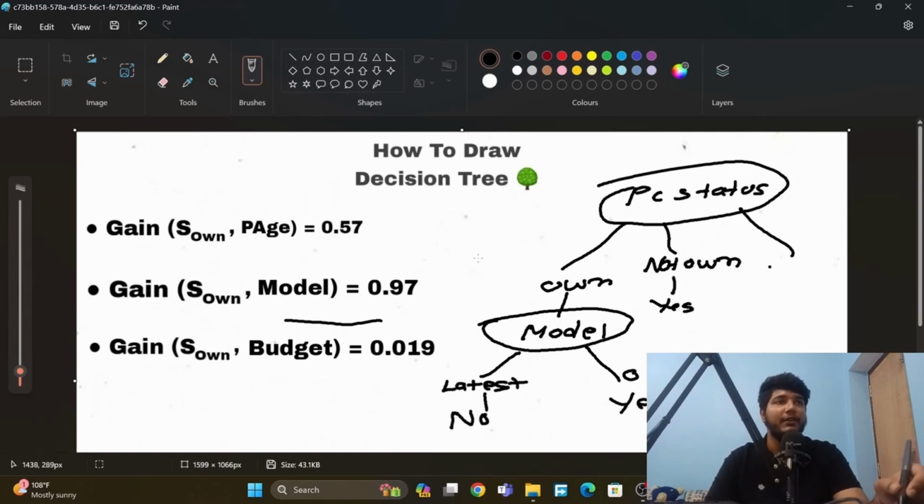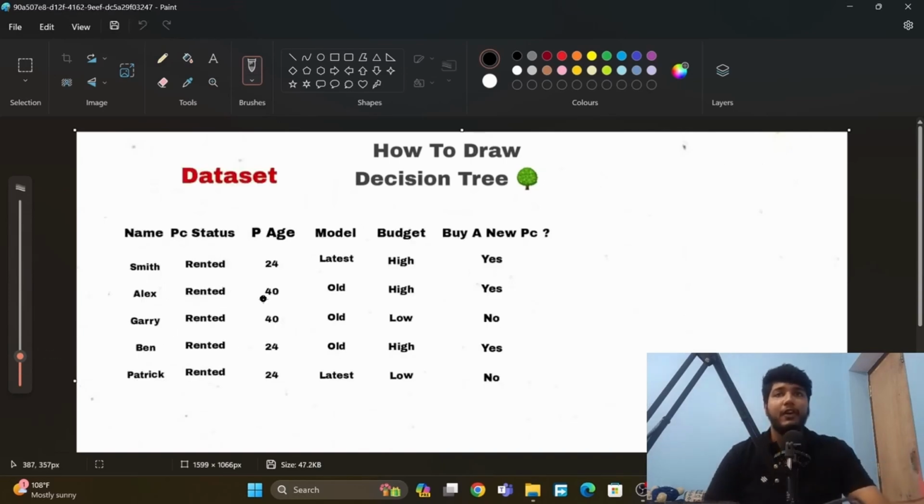Now we have to calculate what decision will be arrived at if someone has a rented PC. So we have to do it again and calculate for that also. Now I have separated this data from the main data set. Here is the rented data, with yes and no, and model, budget, all for the rented one. Now we will calculate entropy and information gain for this data set.